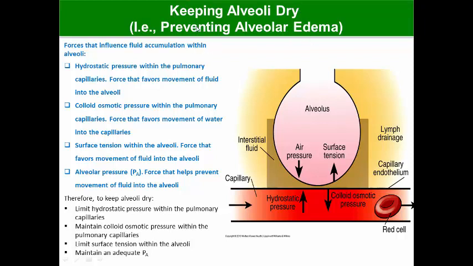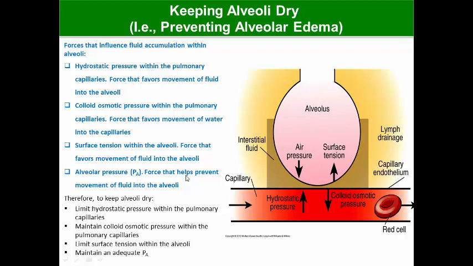So now let's see what the forces are which influence fluid accumulation in the alveoli. For example, the hydrostatic pressure within the pulmonary capillaries. This is a force that favors the movement of fluid into the alveoli. The colloid osmotic pressure within the pulmonary capillaries has an opposite action. So this is a force that favors the movement of water into the capillaries, out of the alveoli. The surface tension is a force that favors movement of fluid into the alveoli.